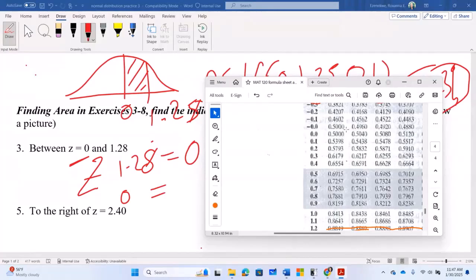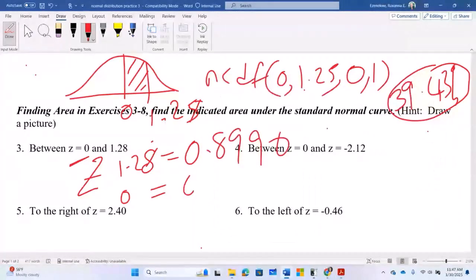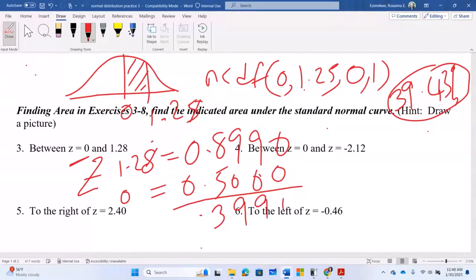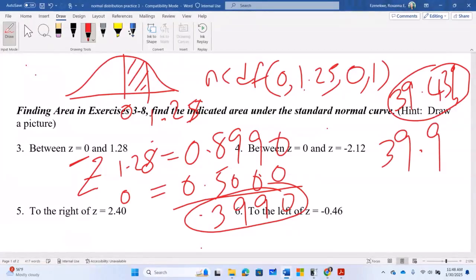So I already know the lower bound, the upper bound is 0. It means 0.5. So I put 0.5000 here, and I'm going to find the difference. When I find the difference, I have 0.3990 approximately, and that's my answer using the chart. According to the chart, it is 39.9%.